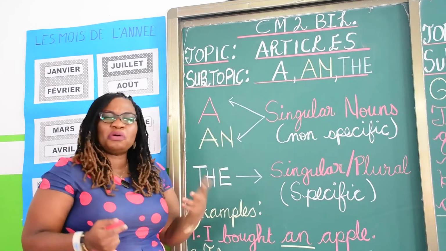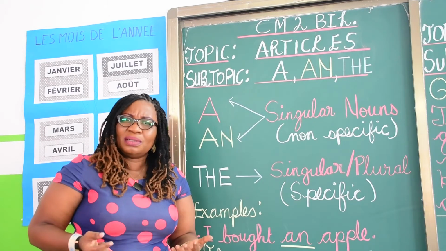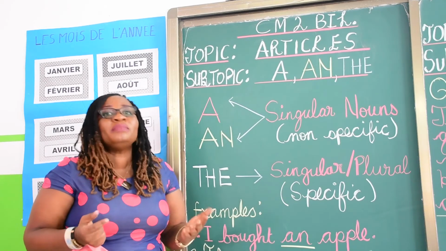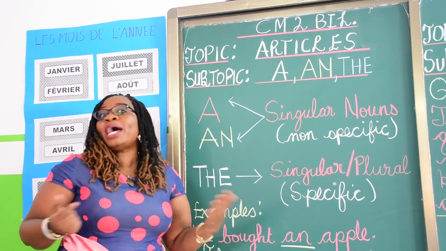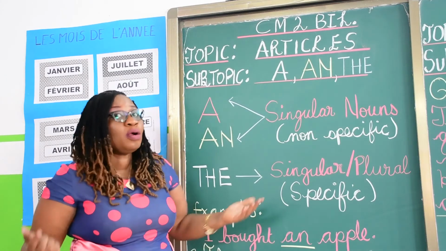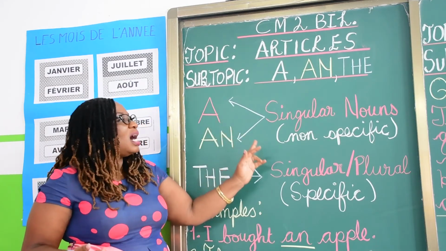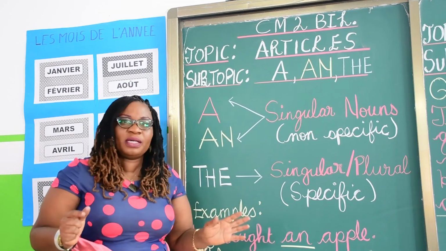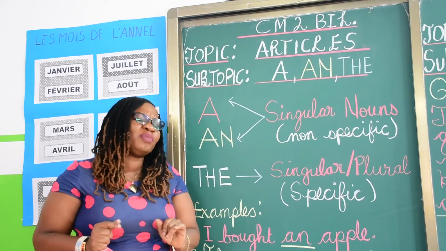If I say an orange, what kind of orange am I talking about? I haven't been specific enough. All I'm saying is that I ate an orange. Maybe I ate an unripe orange, or I ate a very ripe orange. A and an are non-specific. But let's go to their last brother.